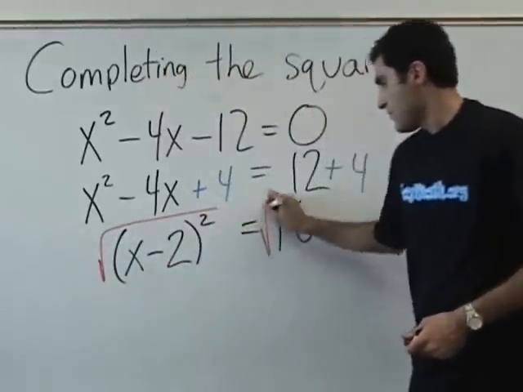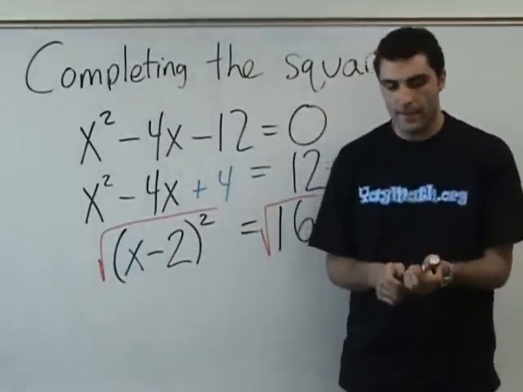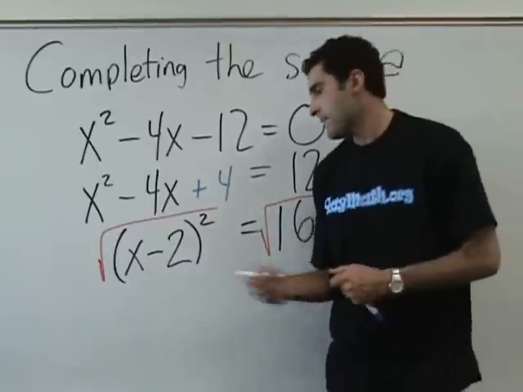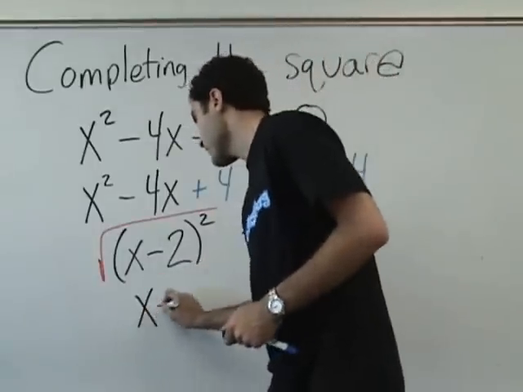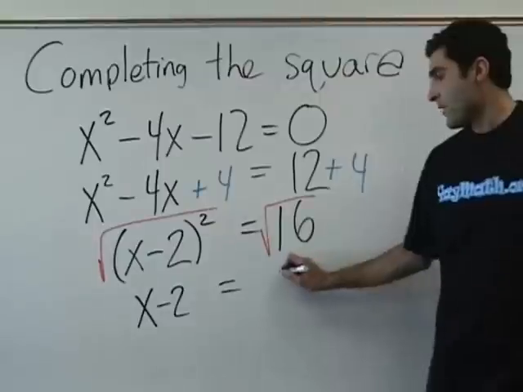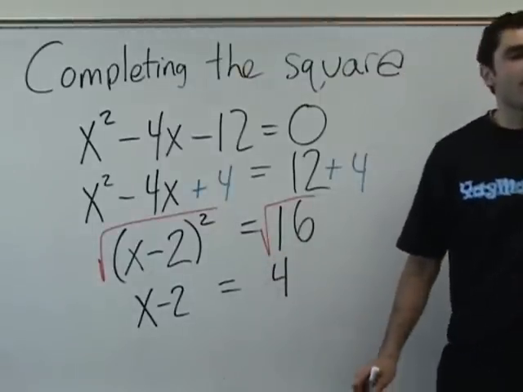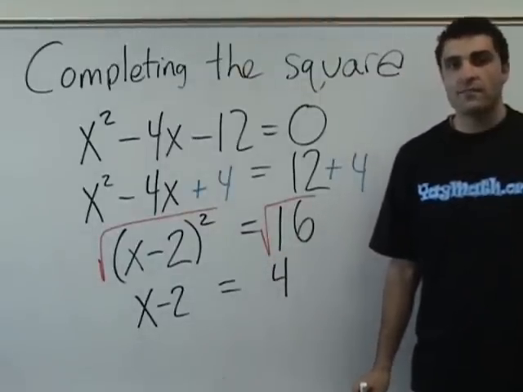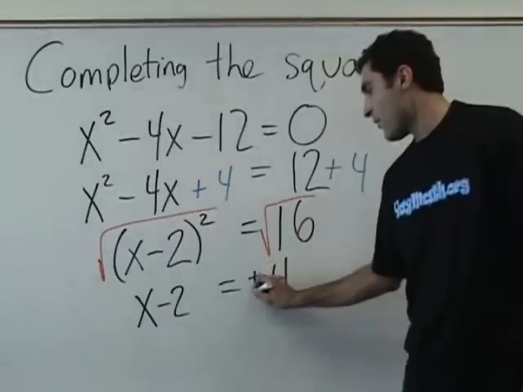All right. Now, what do you got? x minus 2 equals 4. What else? Plus or minus. Wait, it's not just 4. Plus or minus 4.